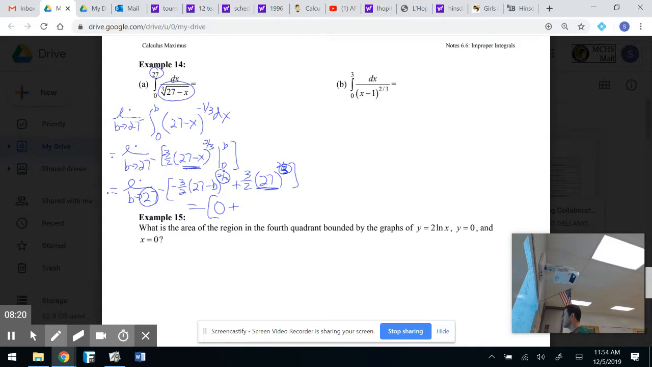Cube root of 27 is 3. 3 squared is 9. And then if you do all that math, what do we got? A little 27 over 2. So how about it? That guy converges. Okay, what does that mean graphically? It means it goes really fast to that asymptote, which would be at x equals 27, right? It gets really close, so we're able to find that area.